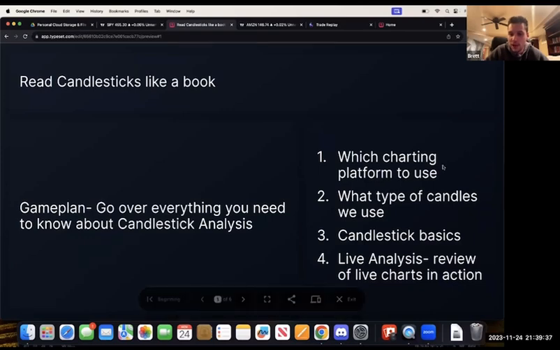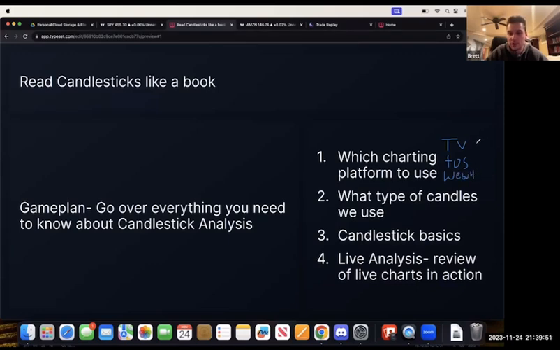We're going to go over which charting platform you use. The charting platform is TradingView (TV), or TOS Thinkorswim, or it's going to be Webull. Those are the three that I recommend. There are no other ones that I recommend besides these three charting platforms. I'm just going to answer that right off the bat. TradingView, Thinkorswim, or Webull. Very simple, very basic. Don't want to talk about anything more than that.